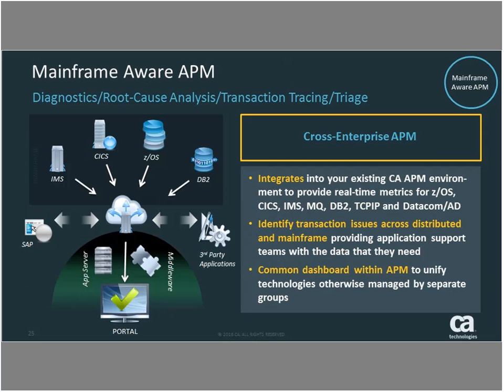Cross-Enterprise APM gives you the visibility and the depth you need. It integrates into the CA tools you already have and that you use, providing end-to-end transaction tracing, triage, and ultimately leading you to resolution.